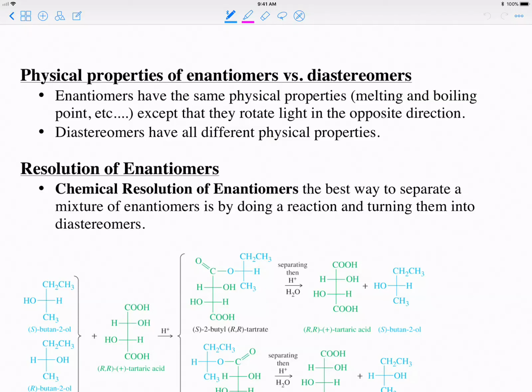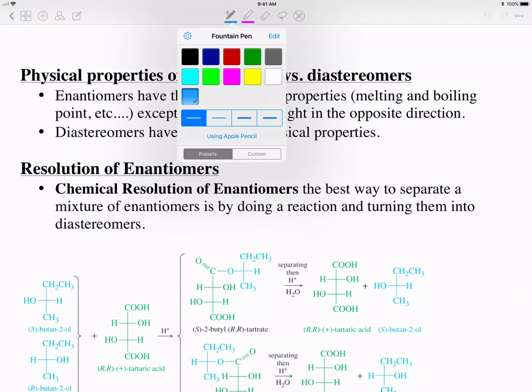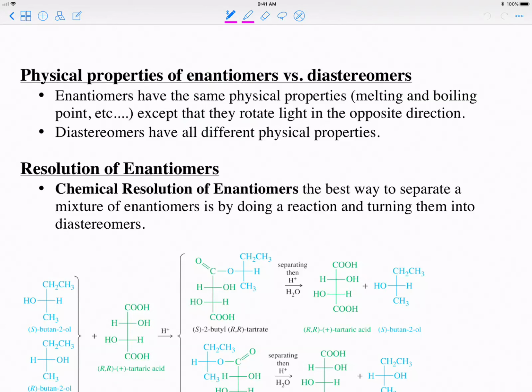Remember, enantiomers are chiral molecules that are non-superimposable mirror images. And we've talked in the last couple of sections that enantiomers have the same physical properties, except that one will rotate light in one direction and the other one rotates light in the opposite direction, plus they react differently with other chiral molecules.